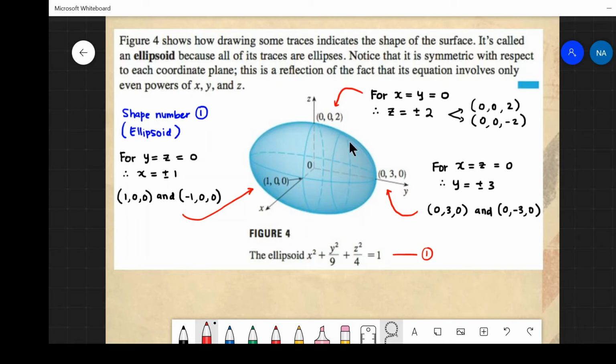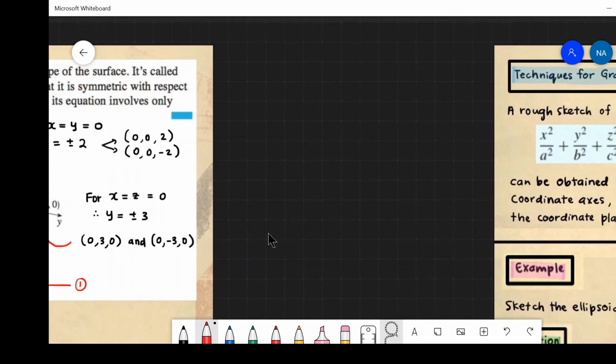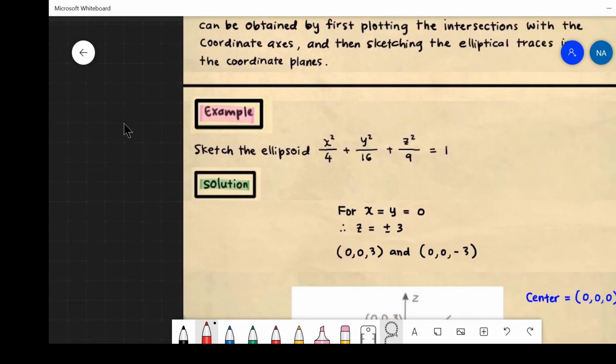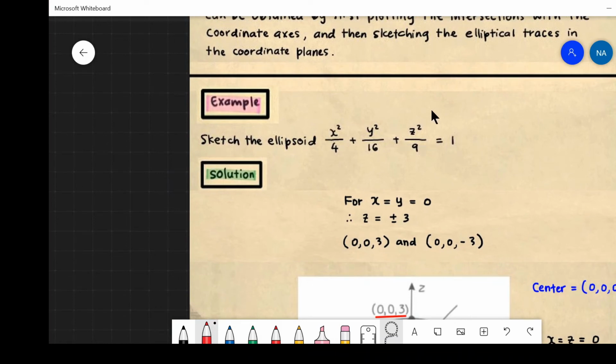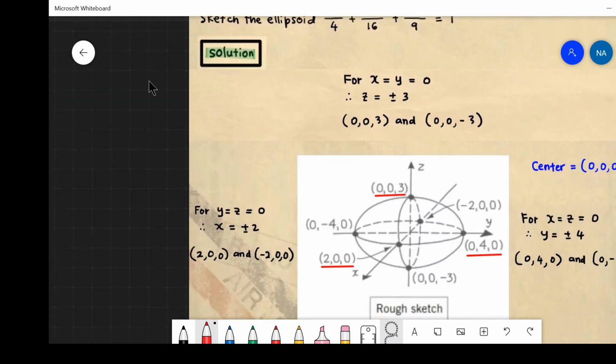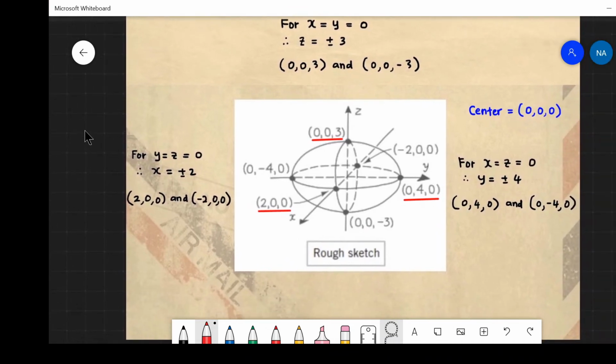All right, for the first example, we had an ellipsoid. The second example, we have an ellipsoid as well. Yes, this is another example of an ellipsoid. So, different equation, but same method. By looking at here, this diagram is more detailed because it shows us all the points 1, 2, 3, 4, 5, 6.